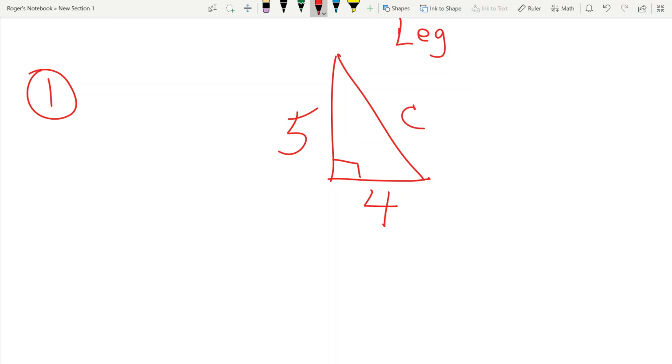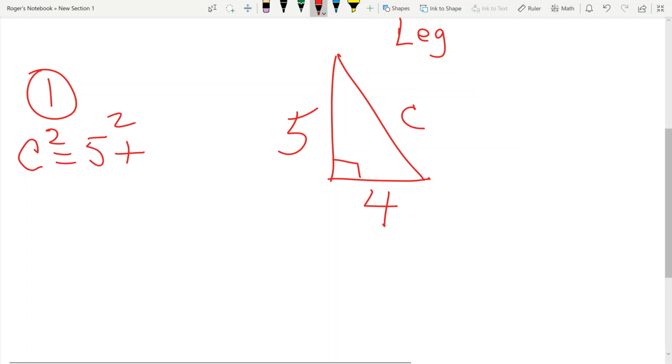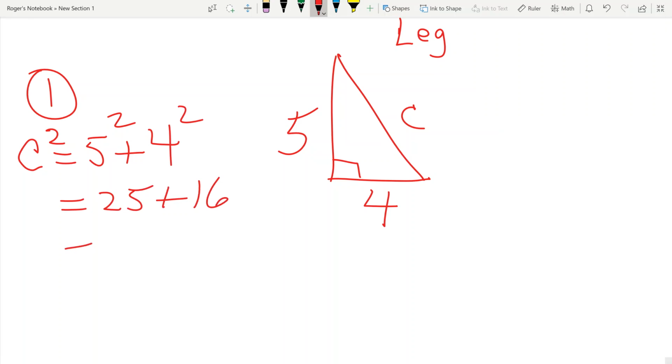So c over here, the hypotenuse, is going to be as follows. c squared is equal to 5 squared plus 4 squared. And what's 5 squared? 25. 4 squared is 16. And what is 25 plus 16? Well, it's 35, is it? 41, yeah, 41.